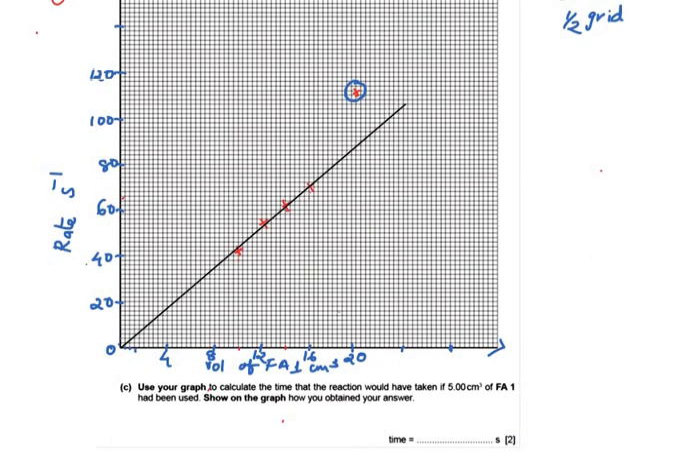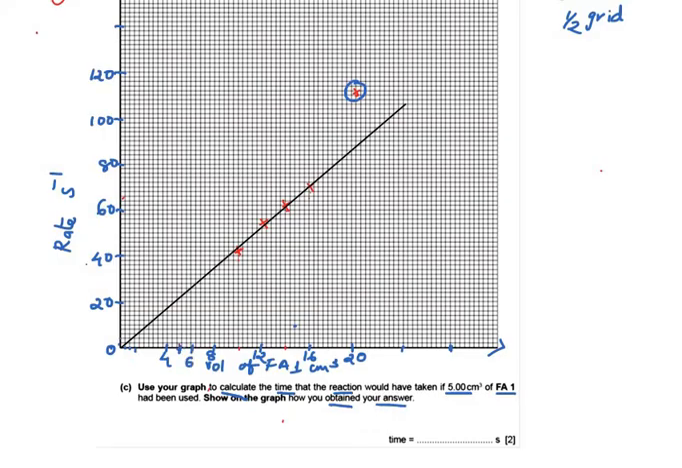The next part of the question says: use your graph to calculate the time the reaction would have taken if 5 centimeter cube of Fa1 had been used. Show on the grid how you obtained your answer. So first make out where 5 is, and then we can extrapolate to find out the time and the rate.